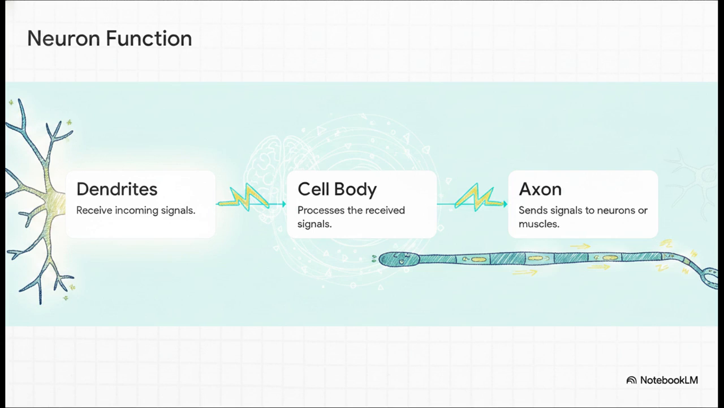Watch this sequence. Step 1, right over here. The dendrites. These branch-like structures receive the incoming signals. Then that electrical charge flows right into step 2, the cell body, which processes the signal. And finally, the signal shoots down into step 3, the axon. This long, cable-like structure is your transmission line, firing the signal forward to the next neuron, or maybe directly to a muscle. So it's always receive, process, transmit.